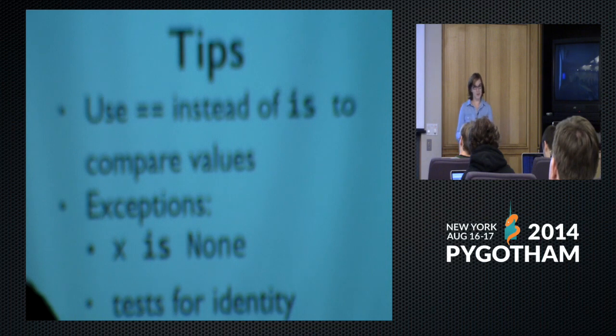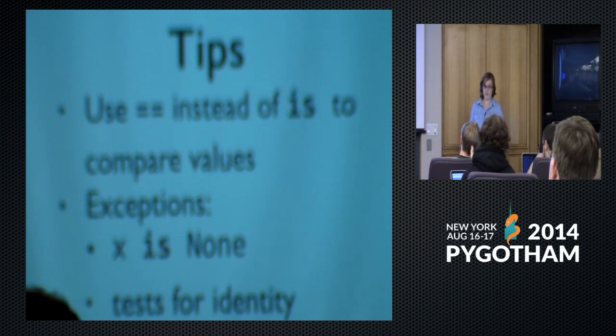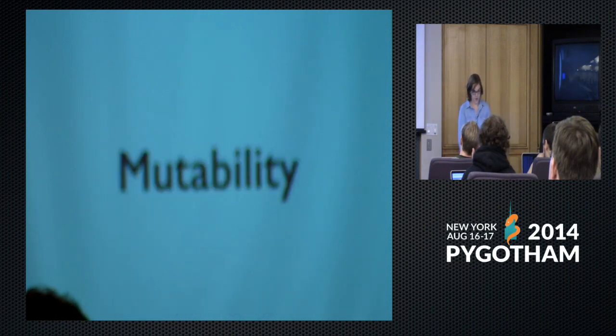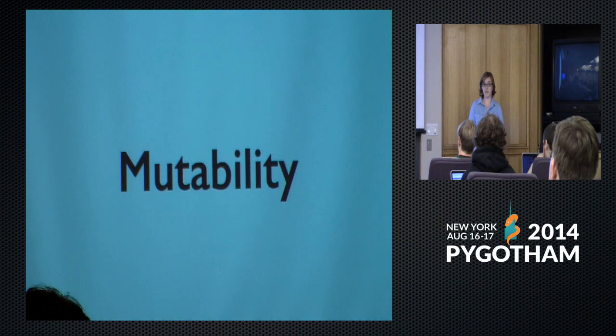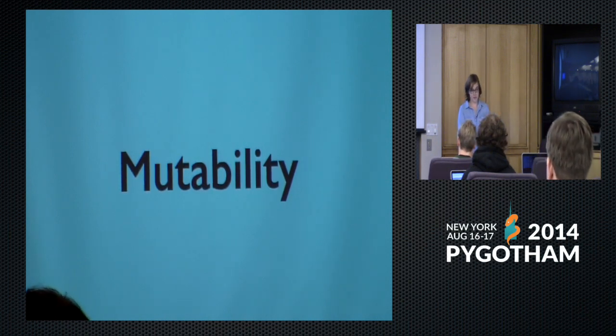So some tips to avoid this causing bugs in your code: when you're comparing values, use equals instead of is. Exceptions are, I usually use is when I'm checking to see if a variable contains the object None or not, or if I'm writing tests to test for identity. Okay, so we talked about identity. Now let's move on to mutability. And then after that, we'll talk about scope.